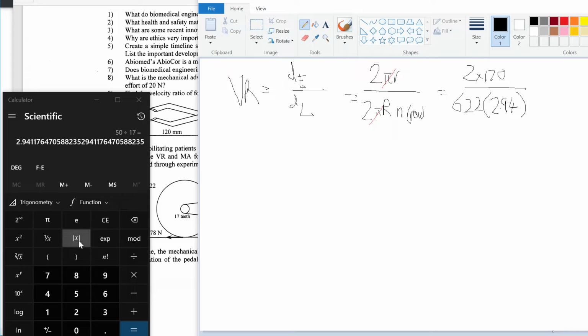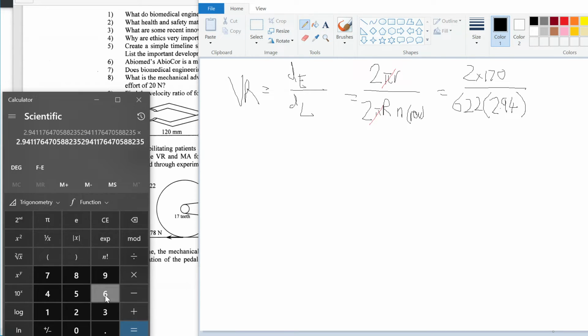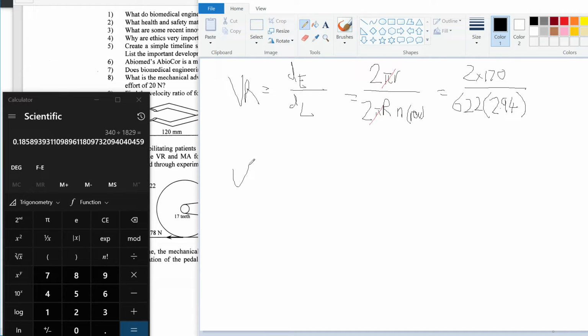If you calculate that out, first we'll multiply by 622, and we'll call that 1829. So we've got 340 divided by 1829 equals 0. Now with these sorts of questions, we want to write our VR using 4 decimal places. That's the rule. For these questions, we use 4 decimal places.